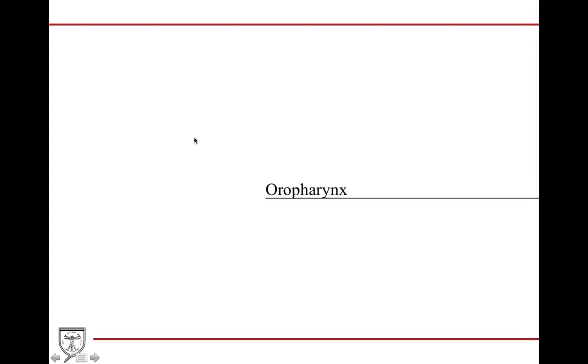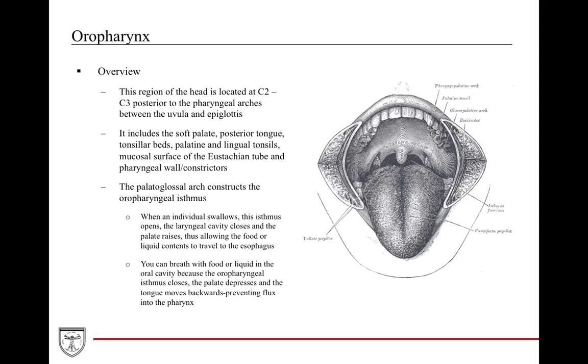So now we're going to talk about the oropharynx. So the oropharynx is a region of the head that's located between about C2 to C3, posterior to the pharyngeal arches that we mentioned before, between the uvula and the epiglottis. It contains the soft palate, the posterior tongue, the tonsillar beds, the palatine and lingual tonsils, as well as the mucosal surfaces along the eustachian tube opening, as well as the pharyngeal wall constrictors.